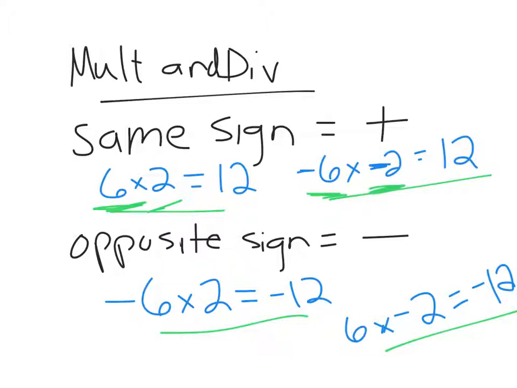In the ones down at the bottom, they were opposite signs. So one's a negative, one's a positive. That's where we get -12. One's a positive, one's a negative. There's where we get -12. And that rule applies for both multiplication and division. Anytime we see that, keep that in mind.